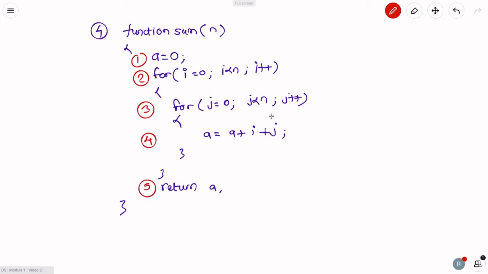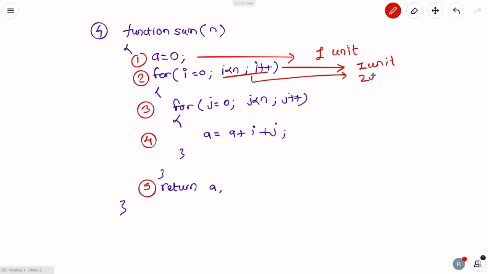Now the first statement is going to take 1 unit of time because this is an assignment statement. In the second statement, we have one assignment statement which is going to take 1 unit of time and it is going to run only once. We have these two statements which are going to take 2 units of time, and as they are part of the loop, they are going to run multiple times.